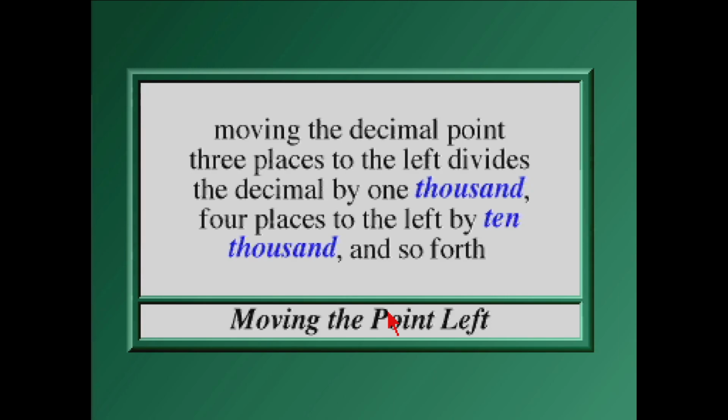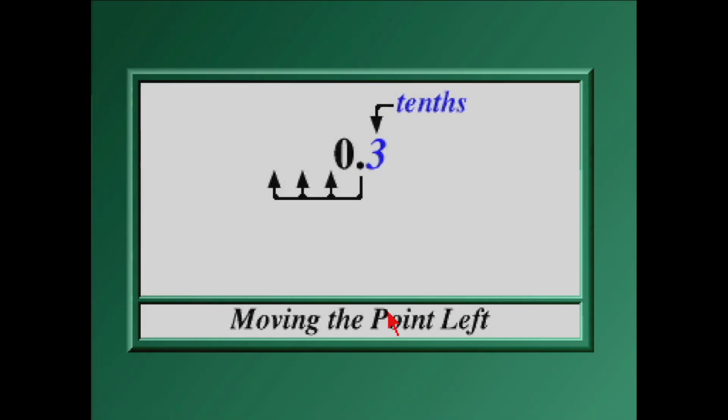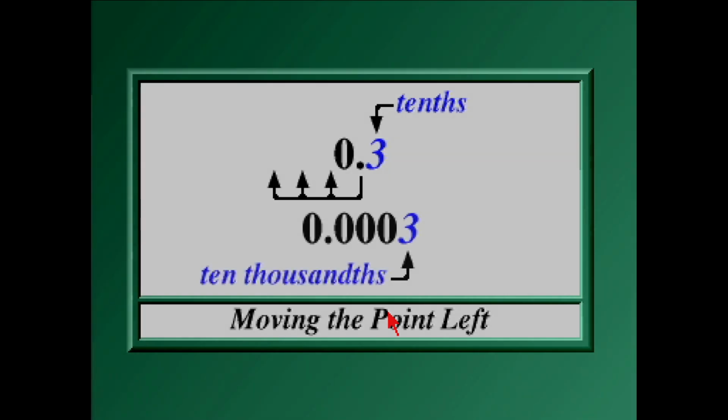Moving the decimal point 3 places to the left divides a decimal by 1,000. 4 places to the left divides it by 10,000, and so forth. For 3/10ths, moving the decimal 3 places to the left, the decimal becomes 3/10,000ths.